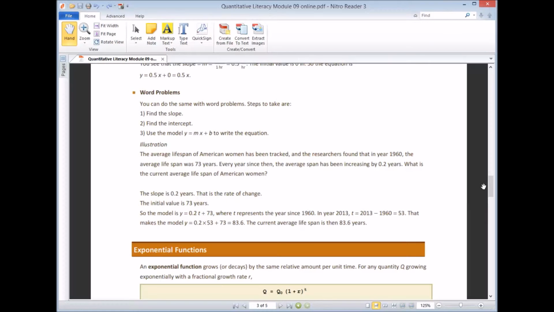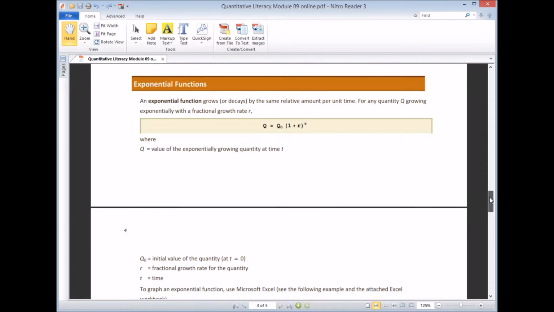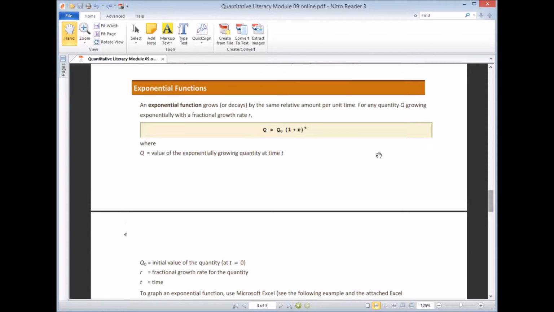Another type of function is called exponential functions. And it's really easy to identify an exponential function because you see this exponent, the little number, in this case the t. So if you see something like that, that's an exponential function. It typically grows or decays by the relative amount per unit of time. And Q is the end result, and Q0 is the initial value. R is the rate, and the t is time.